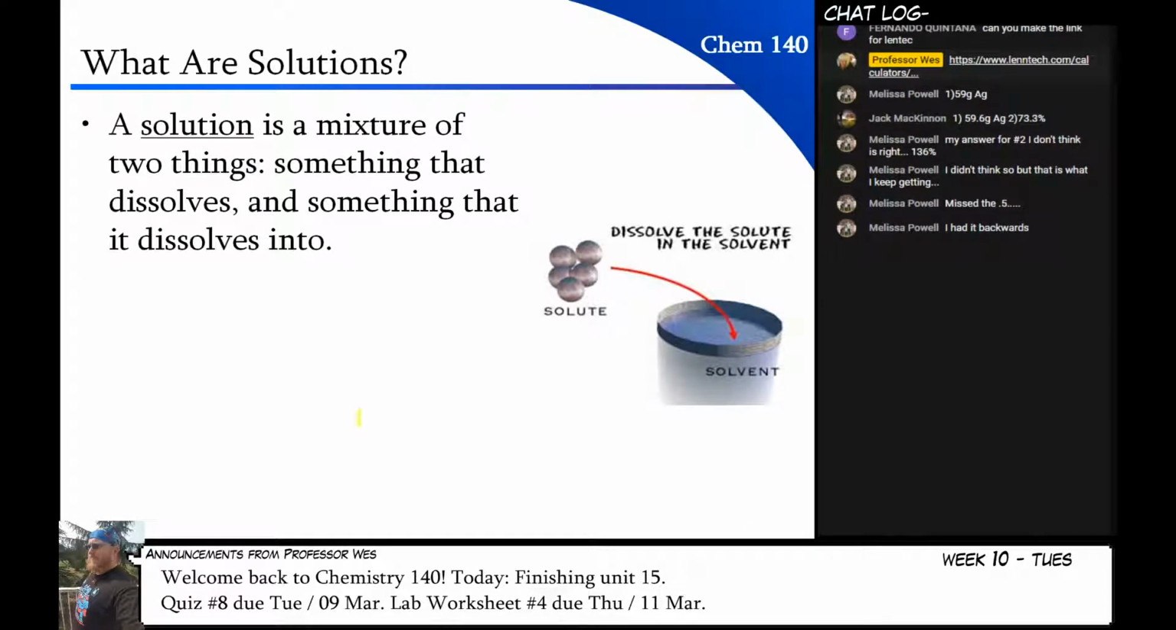Now, when you put two things together, you make a solution. The two things have to be something you're mixing and something that you're mixing it into. All you need are two substances to make a solution. You cannot have a solution if there's only one thing. You have to mix two things together. The solute is the substance that there is less of, and the solvent is what there is more of. You dissolve the solute into the solvent.